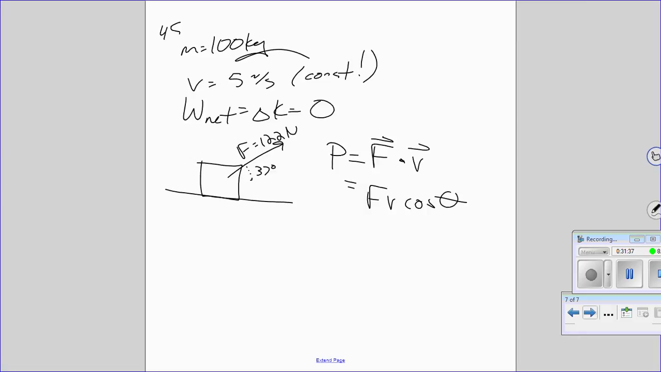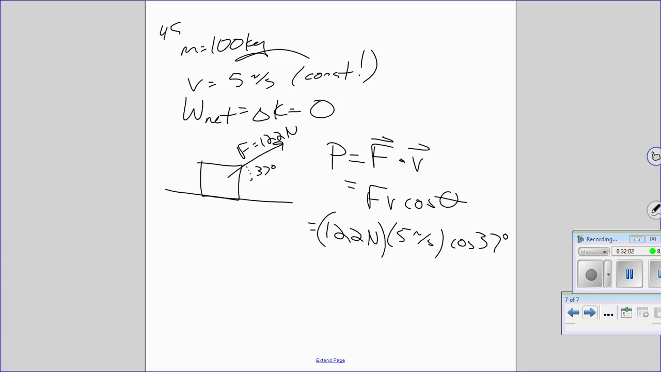Well, I know my force. That's 122 newtons. Is that number changing? No. It just says a force of 122 newtons. Doesn't say anything about it changing. We know the velocity is 5 meters a second, and the angle's 37 degrees. So just multiply it out and it gives you 490.